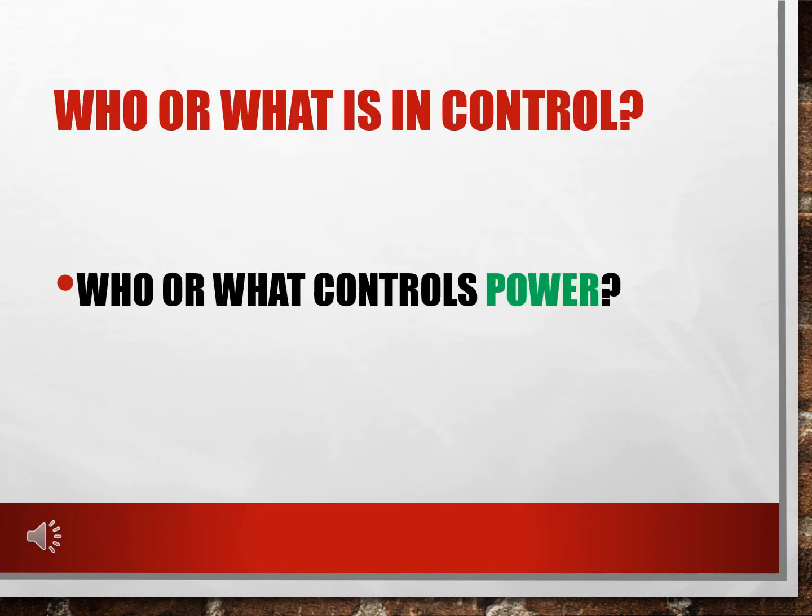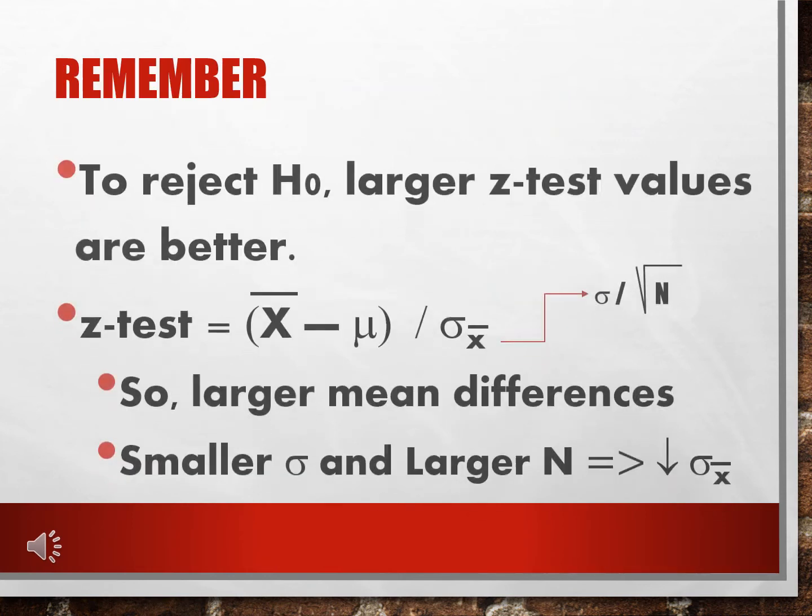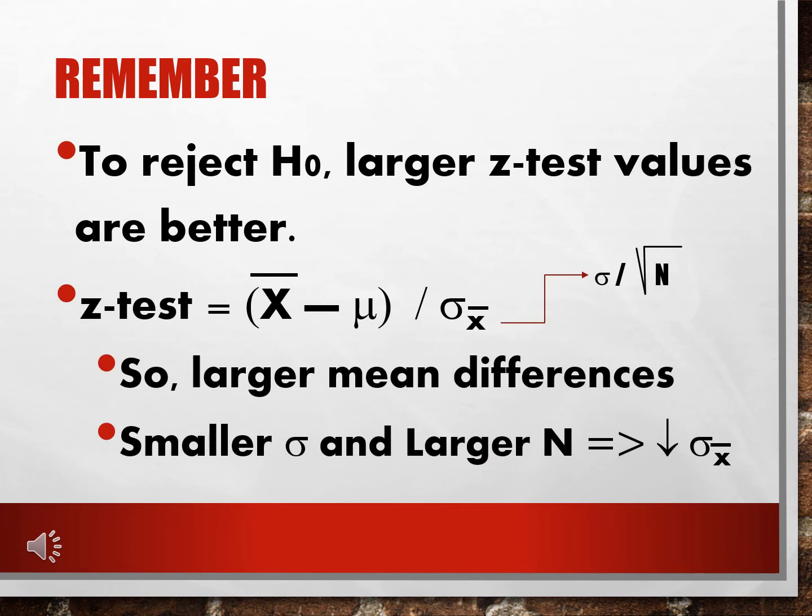We want power. We want to be able to reject the null when the null hypothesis is false. So we're going to talk about who or what controls power. Remember that in every study, usually we want to reject the null, and larger z or t values are better.